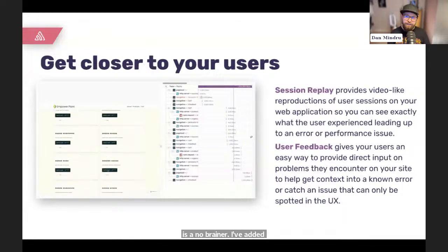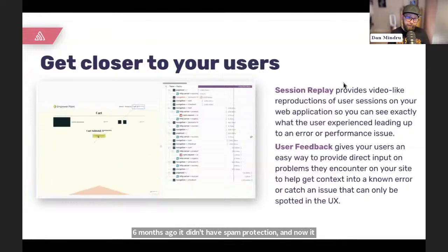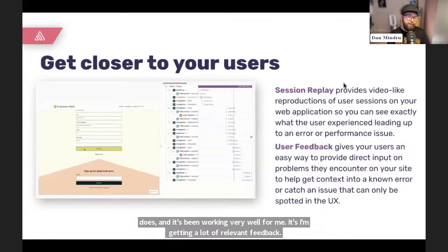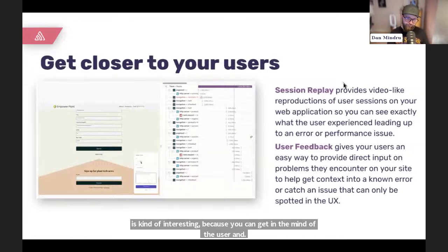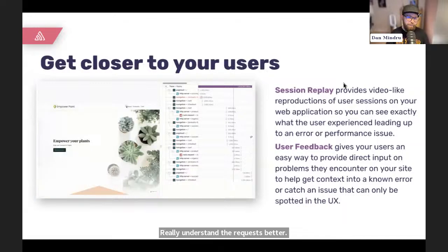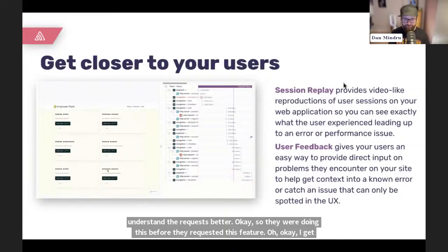And I think 6 months ago it didn't have spam protection, and now it does, and it's been working very well for me. I'm getting a lot of relevant feedback, and it's not only issues. Sometimes it's features as well, or some sort of request to add something. Also seeing the recording of what they did before that is interesting, because you can get in the mind of the user and really understand the request better. Okay, so they were doing this before they requested this feature. Oh, okay, I get it. And maybe it's something else you need to implement than what they requested, but you have the full context for it.